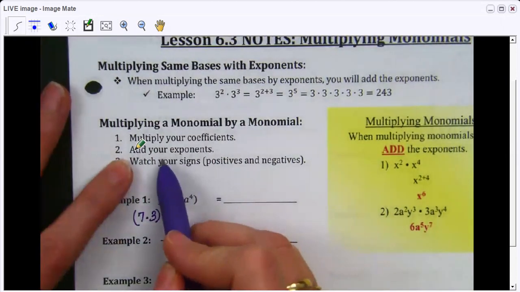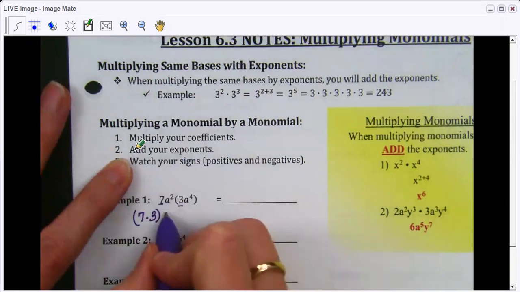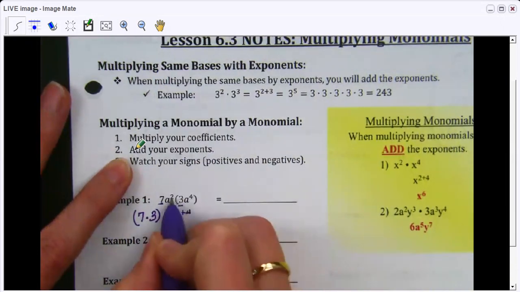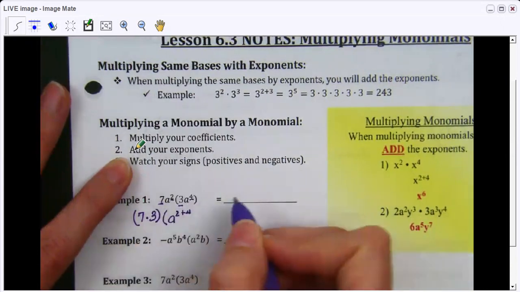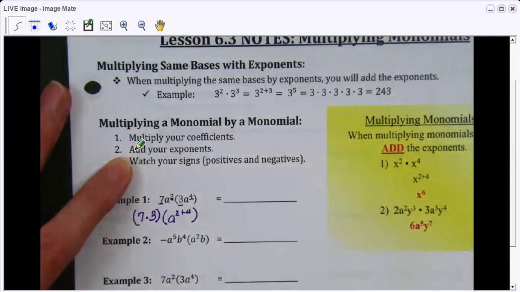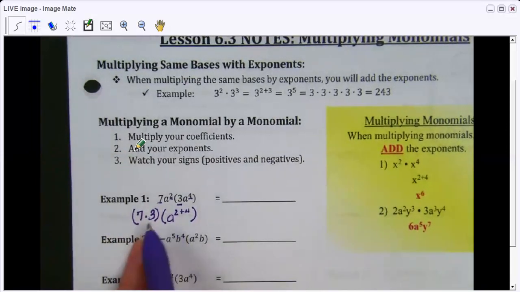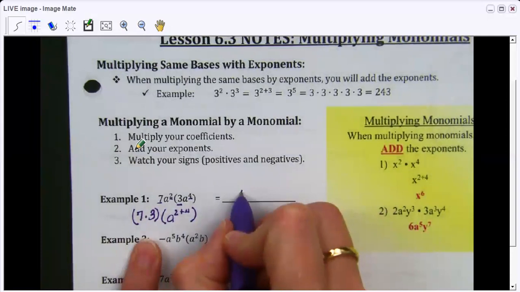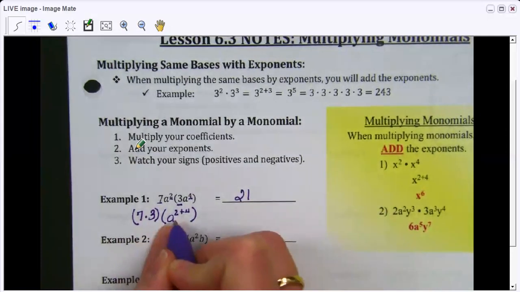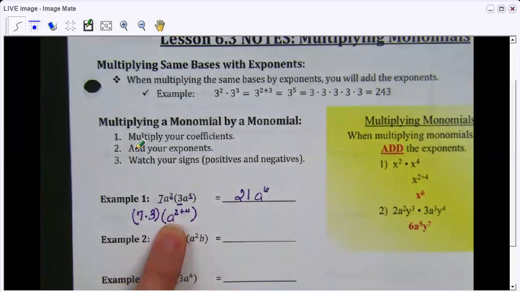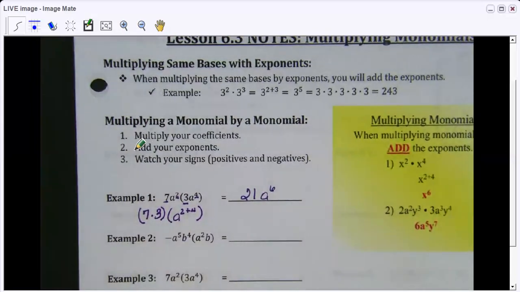Then I'm going to add up my exponents. So this is a to the second plus the fourth, because I have 2 and 4 right here on the same variable. So when we combine this, 7 times 3 is 21. A to the second times a to the fourth is a to the sixth. And that would be our final answer.